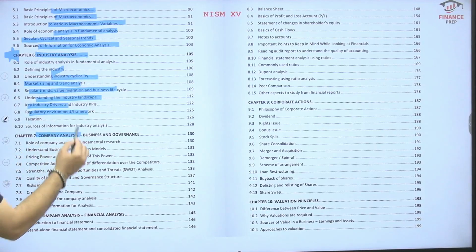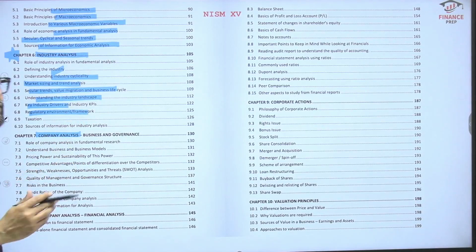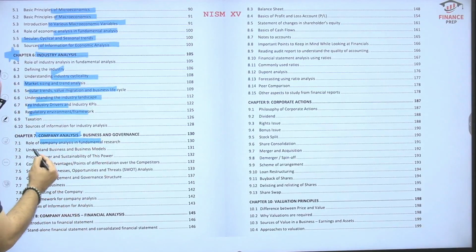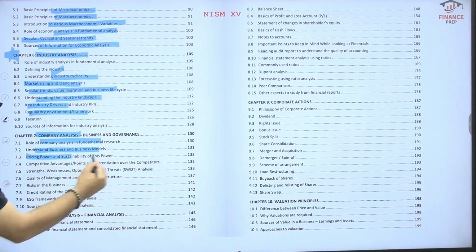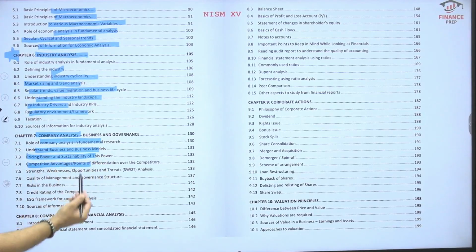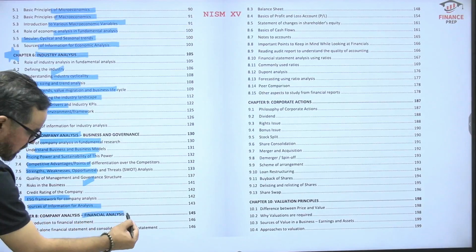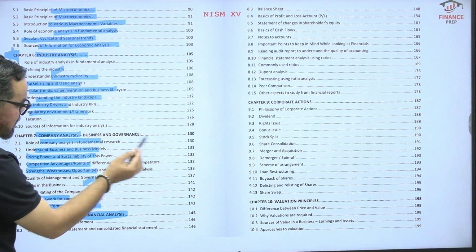Then company analysis, now it is more closer, like let's say if you're going for any specific company analysis, so the fundamentals of the company, understanding the business and business model, pricing power, then we have competitive advantages, strengths and weaknesses, opportunities and threats, SWOT analysis basically, quality of the management and governance, risk in business, credit rating of the companies by different CRAs, ESG framework. Then we have source of information for analysis.